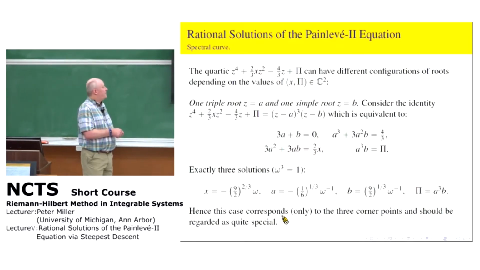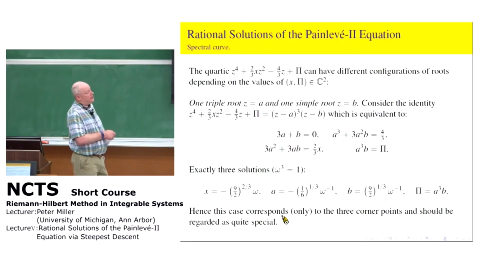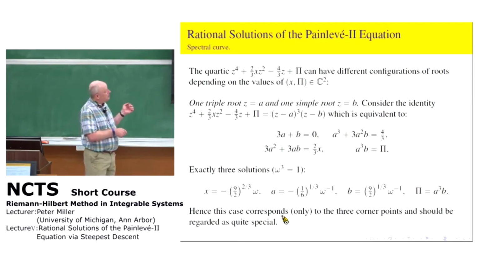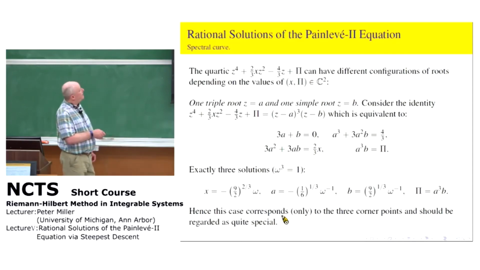So this case corresponds only, as it happens, look at this x value, to the 3 corner points in the complex plane. It should be regarded as quite special, but maybe useful for some analysis of those corner points. So that's what's happening. Near the corner points in the plane, this quartic has to degenerate into a cubic factor and a linear factor. That's what's happening, but only at those points.